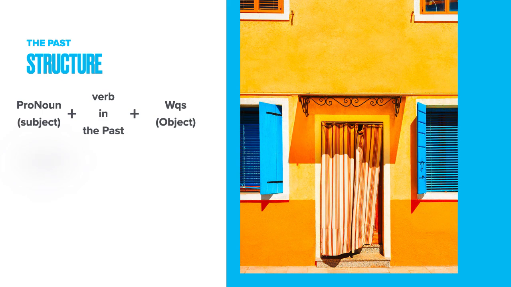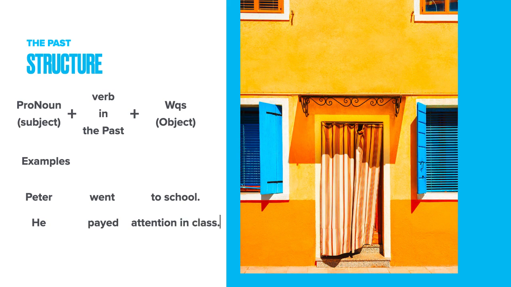Let's check out these examples. Peter went to school. He paid attention in class. Now, please observe how I used two verbs that are different. One is an irregular verb and the other one is a normal verb.